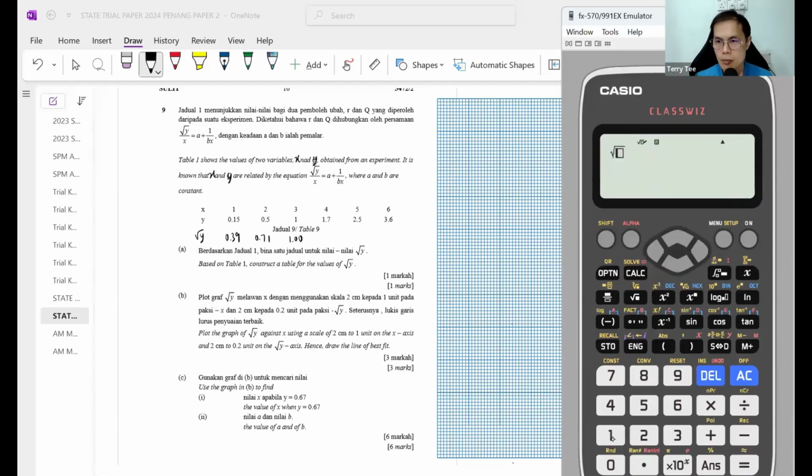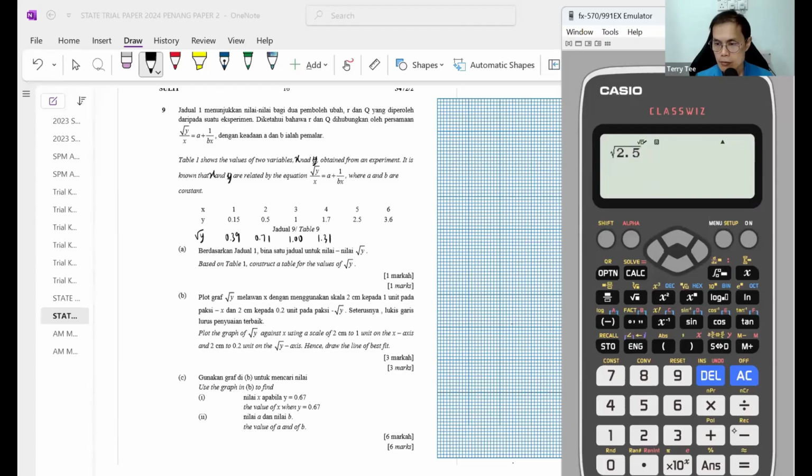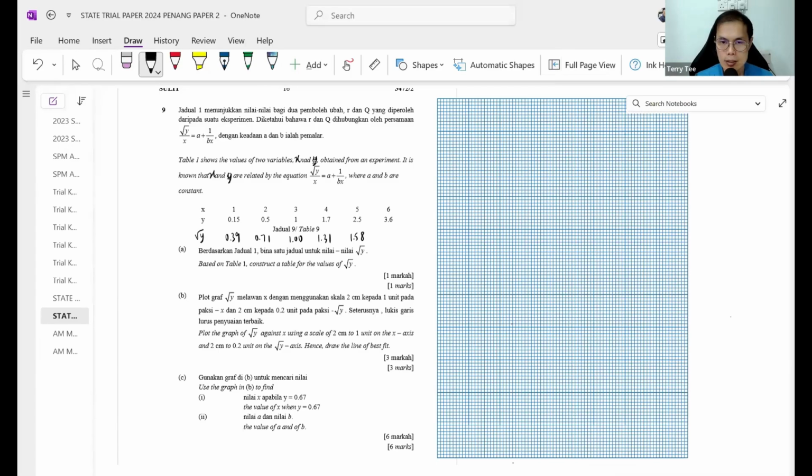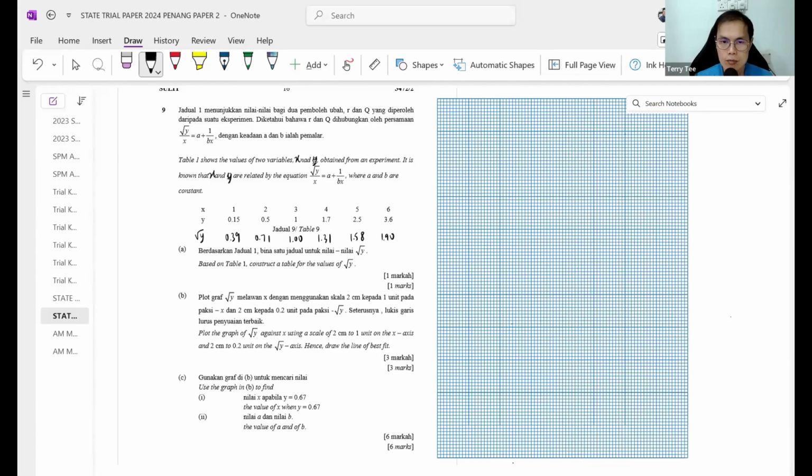Followed by square root of 1.7. That gives us 1.31. Okay, next, square root 2.5, that gives us 1.58. And lastly, square root 3.6. Answer is 1.90. Okay, so I've got my table of values.